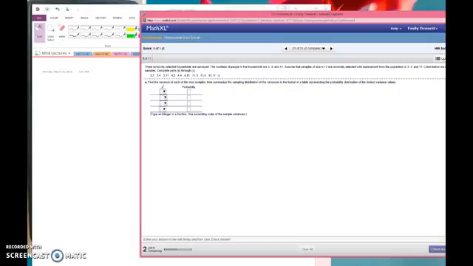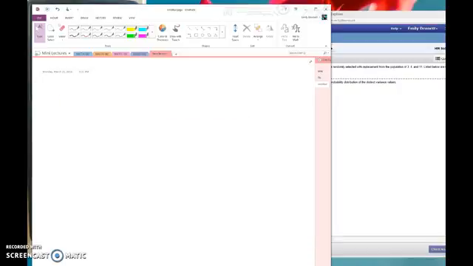So this says 3 randomly selected households are surveyed. The number of people in the households are 3, 4, and 11. Assume that sample sizes of n equals 2 are randomly selected with replacement from the population of 3, 4, and 11. Listed below are the 9 samples. Complete parts A through C. So here we have our 9 samples. I'm going to write them over here just because we're going to need them.